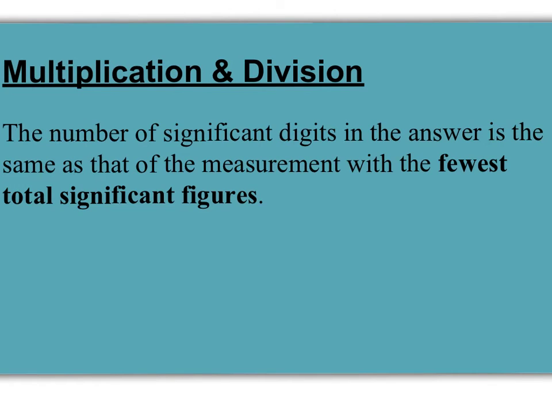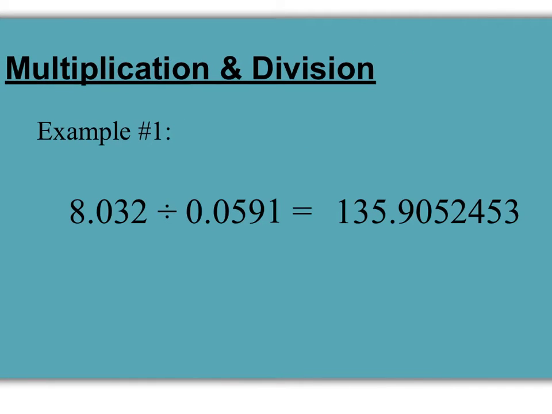The rule for multiplication and division is different from that of addition and subtraction. Here's the rule for multiplication and division. The number of significant digits in the answer is the same as that of the measurement with the fewest total significant figures. Here's an example. If we were to take 8.032 and divide it by 0.0591, we would end up with this answer.